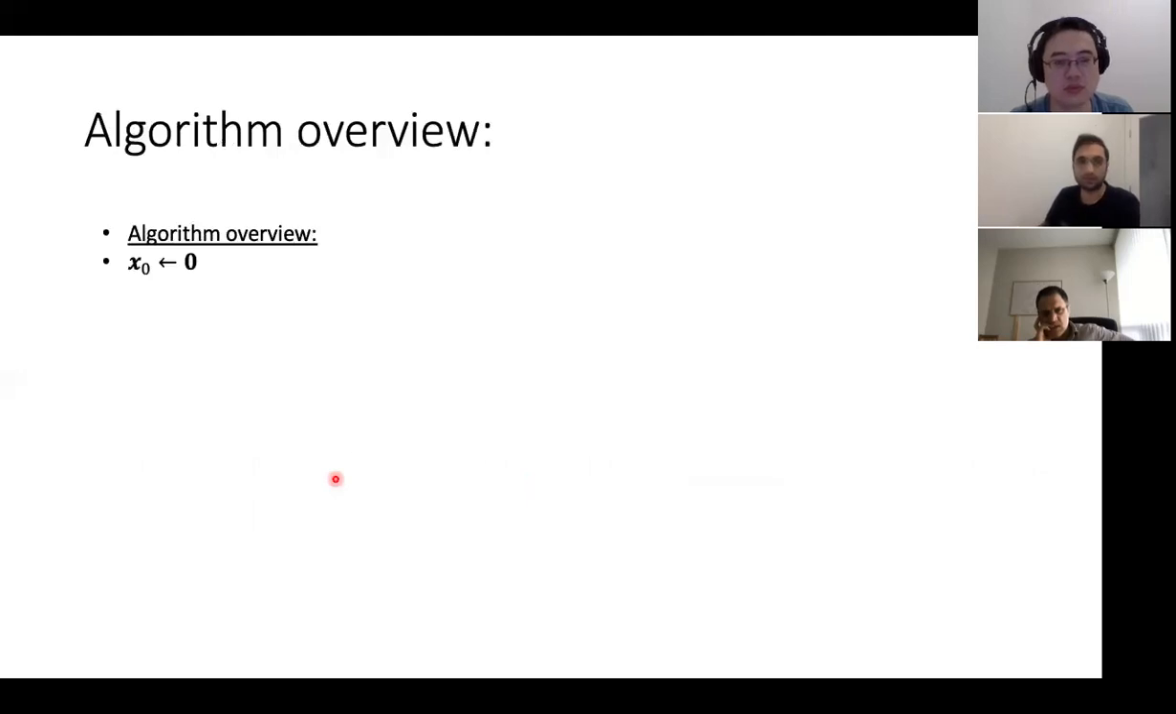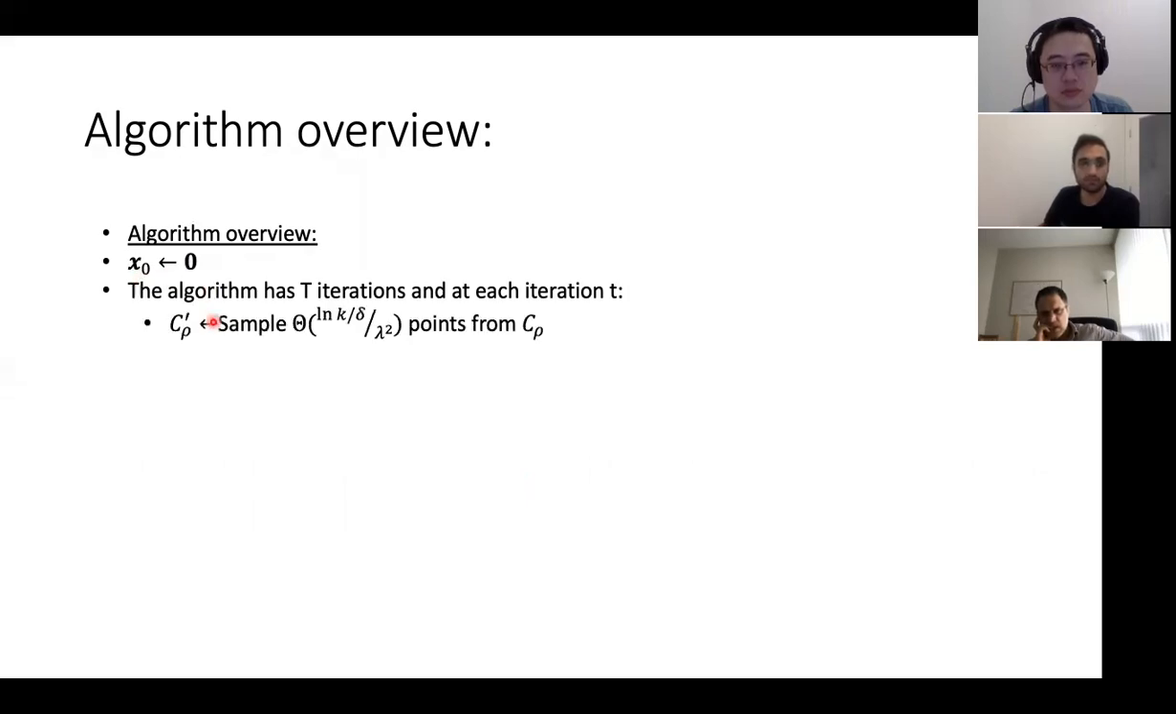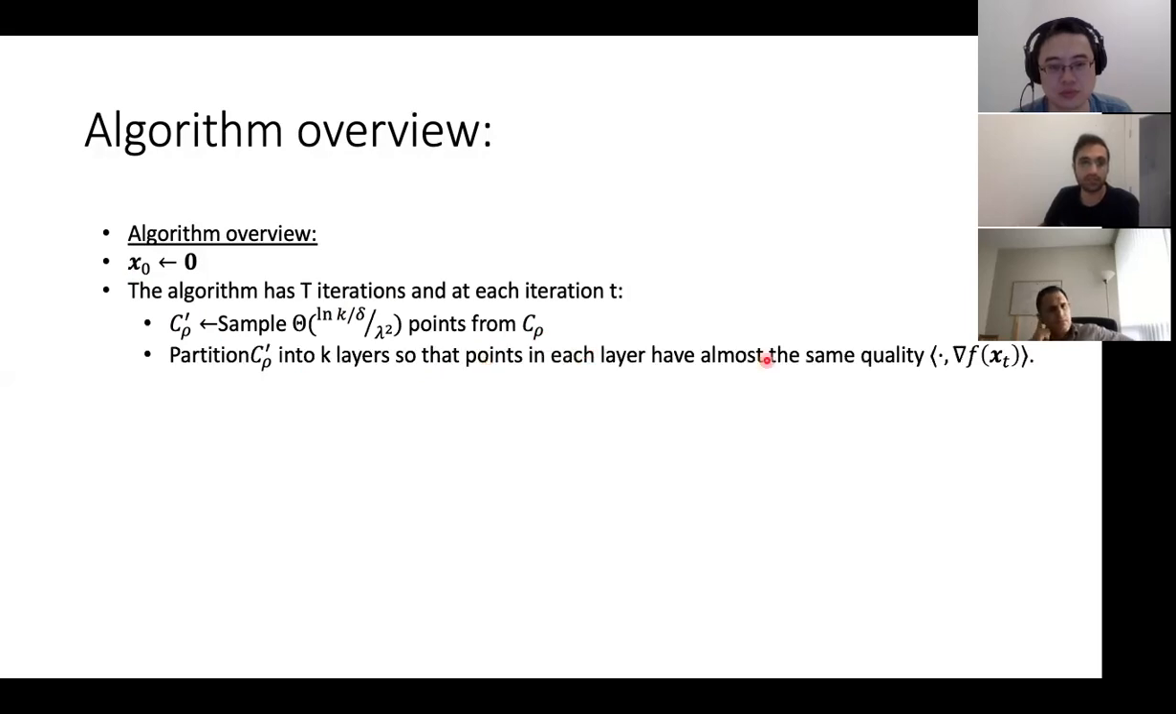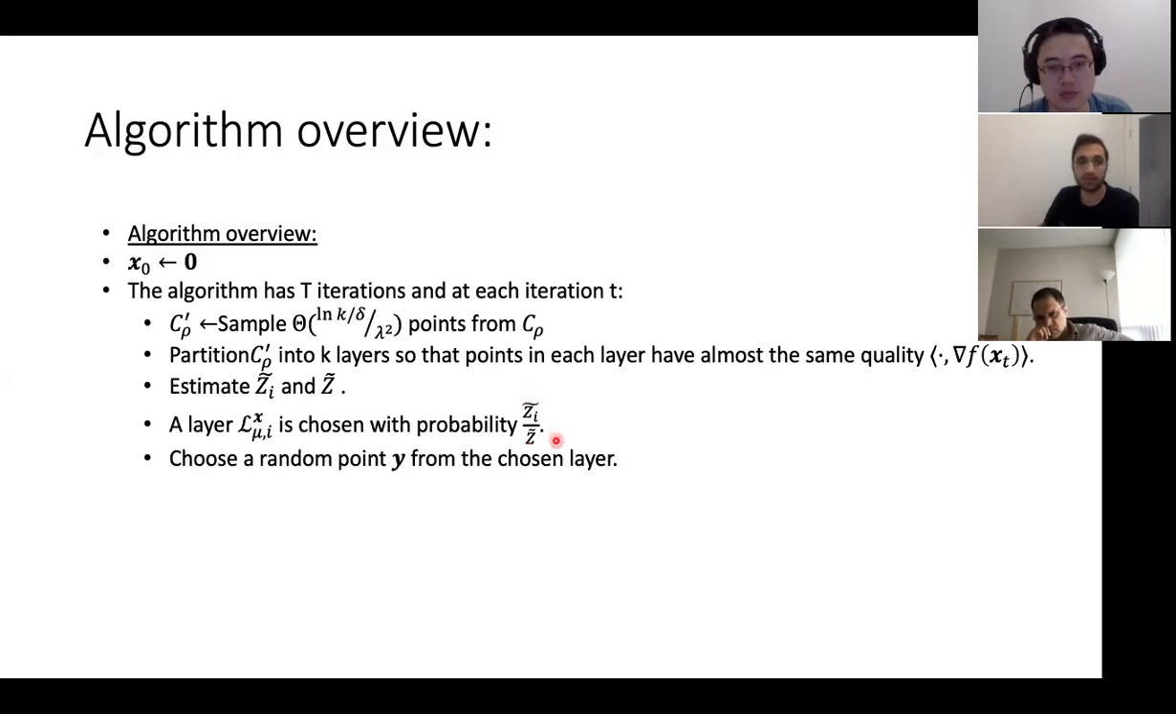Okay. So the algorithm in more detail. Again, we start with 0, the vector of all zeros. Then it has T iterations, and in each iteration we sample some points from the covering. Then we partition them into layers and estimate the size of each layer. Then depending on the quality of the layers, with some probability, we choose a layer, and then from that layer, we choose a point, or basically a direction. Then as before, we take that direction and move towards it.